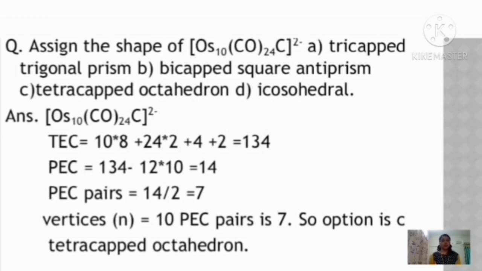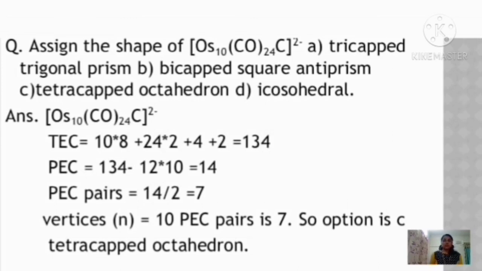So total electron count will be 8 into 10 plus 24 into 2, as each carbonyl gives 2 electrons, plus carbon has 4 electrons in the valence shell, plus 4, plus again the 2 negative charge, plus 2. So total will be equal to 134. After getting the total electron count, we have to find the polyhedral electron count. It will be equal to total electron count minus 12 into n, here n is 10. So 134 minus 12 into 10, that is 120, equals 14. After finding the polyhedral electron count, we have to pair it, that is 14 by 2, equals 7.